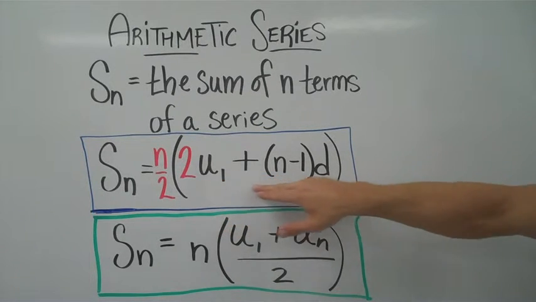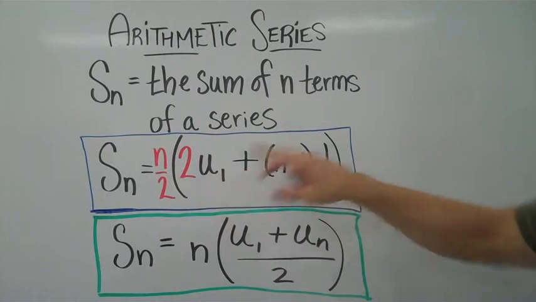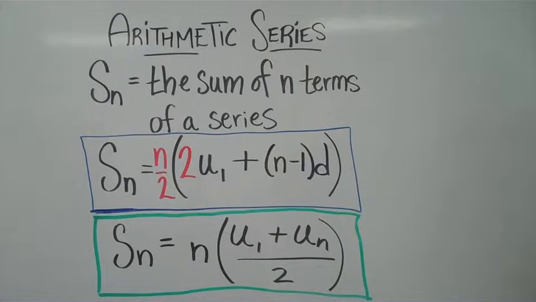Here is, again, the sequence formula times 2, the whole thing times n over 2. Or you can think of it as taking the mean of the first and the last, and then multiplying by the number of terms you want.